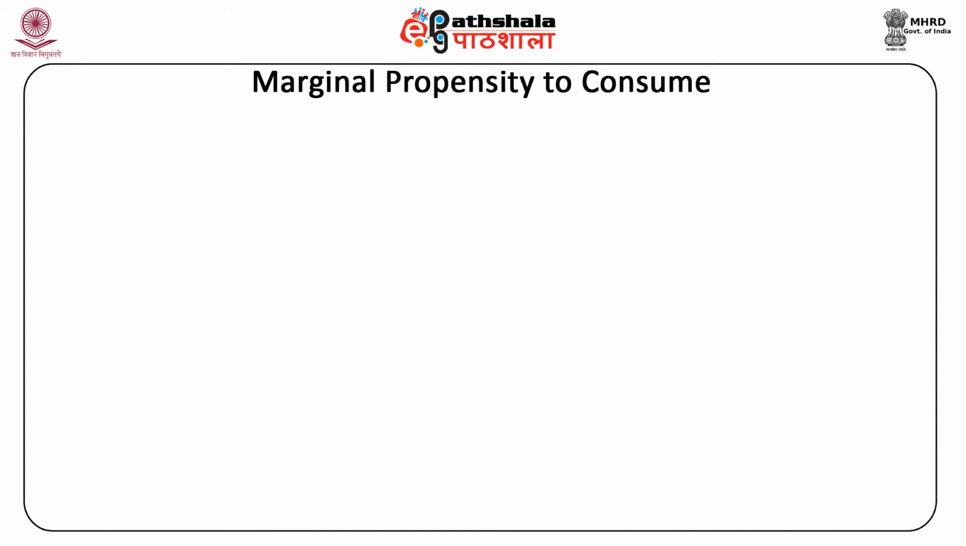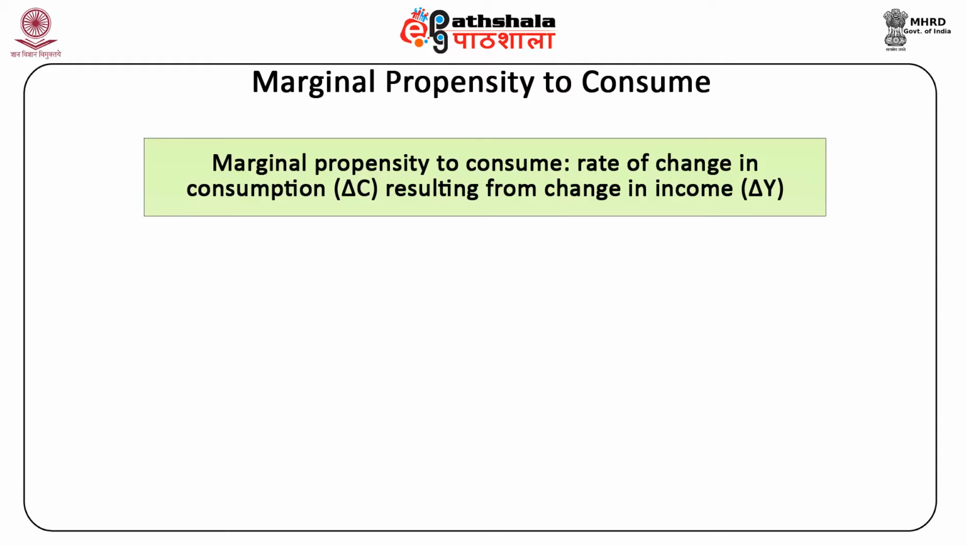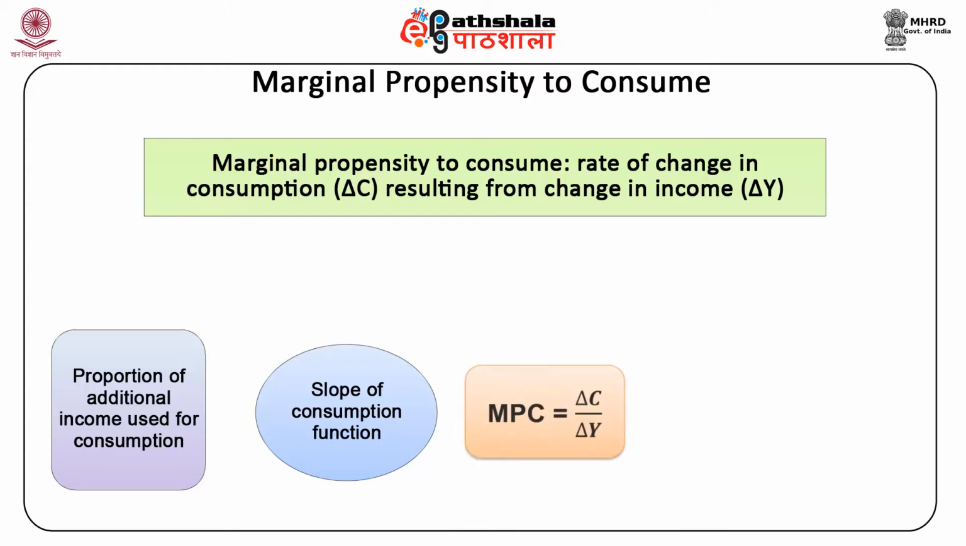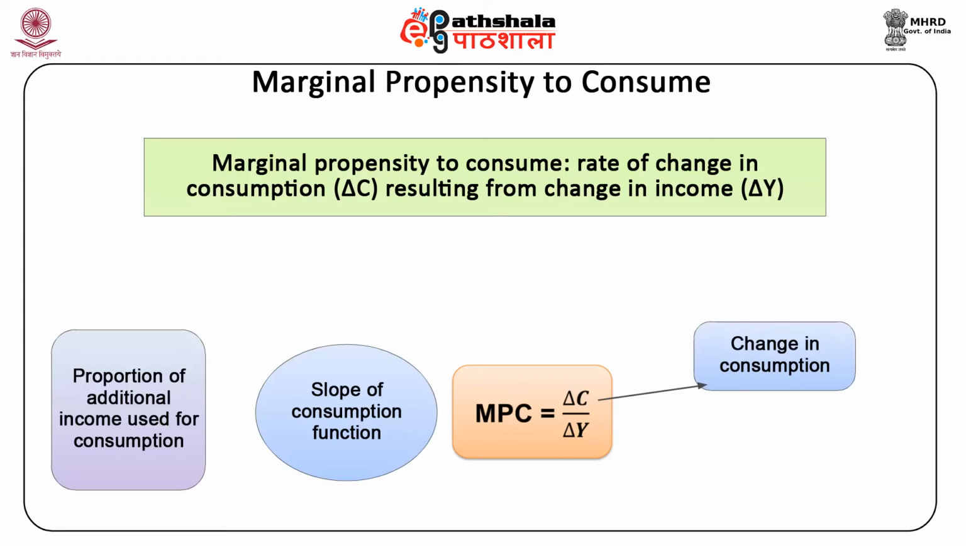The marginal propensity to consume refers to the rate of change in consumption resulting from a change in income. Marginal propensity to consume indicates the proportion of additional income that is used for consumption. MPC is the slope of the consumption function. Symbolically, it is denoted as MPC = change in C / change in Y, where change in C represents change in consumption and change in Y represents change in income.